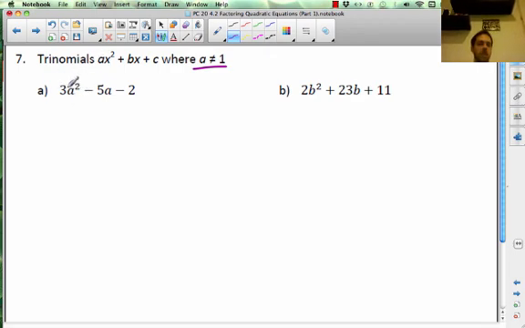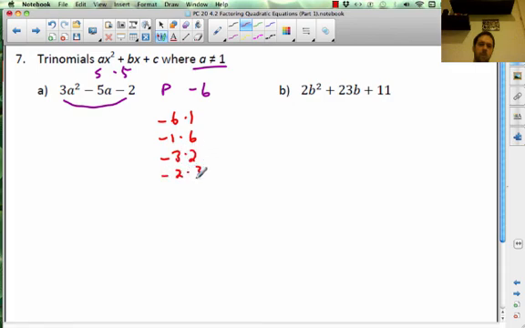Alright, sometimes the coefficient is not 1, and again we do this just like we did the last ones. This gets a little tricky, but our sum, we stick with the same technique. Our sum is minus 5. Our product is going to be 3 times negative 2, so the product is negative 6. So let's write out all the factors of negative 6, and those will be negative 6 and 1, negative 1 and 6, negative 3 and 2, and negative 2 and 3.